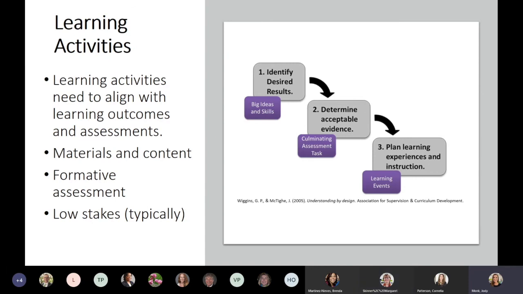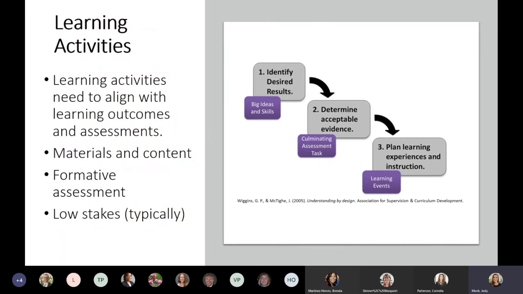So at this point, we've identified our desired results. We've determined the acceptable evidence and created those assessments. And now we're planning learning experiences and instruction.